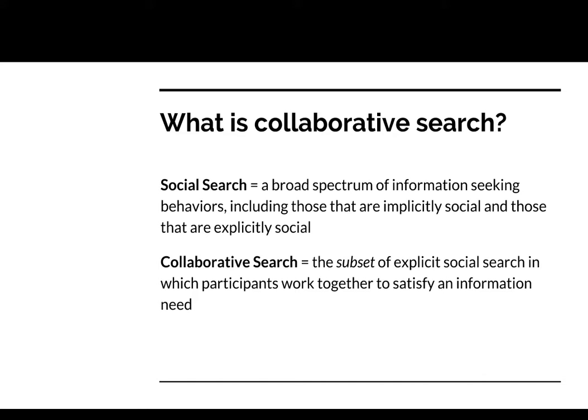Okay, so collaborative search, what is it? Social search, like social computing, is a spectrum of information-seeking behaviors. So I might do some work and send it to you, and you do some work and send it to him, and so on. That's social search, but that's sequential. What I want to do in collaborative search, like collaborative working, is work together at the same time. We want to divide the problem or share intermediate results so we get some advantage out of collaborating, as opposed to just pipelining the search process. Okay?